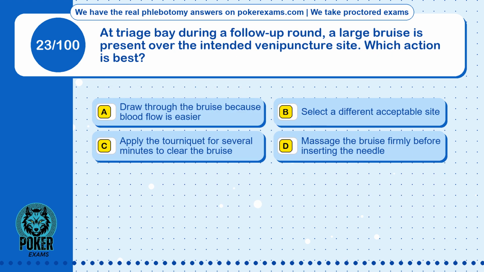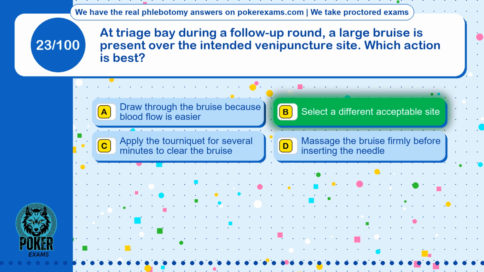Question 23. At triage bay during a follow-up round, a large bruise is present over the intended venipuncture site. Which action is best? Option A. Draw through the bruise because blood flow is easier. Option B. Select a different acceptable site. Option C. Apply the tourniquet for several minutes to clear the bruise. Option D. Massage the bruise firmly before inserting the needle.